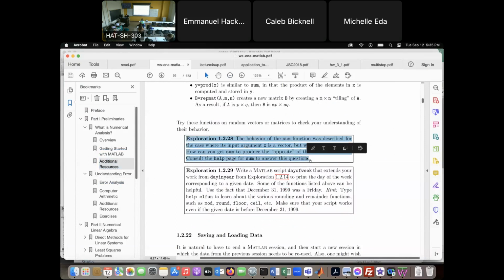This is one I've got questions about, because I'm deliberately vague about it. You see how something behaves on a matrix, and then you go to get the opposite behavior. I will accept any reasonable interpretation of what is meant by opposite behavior.